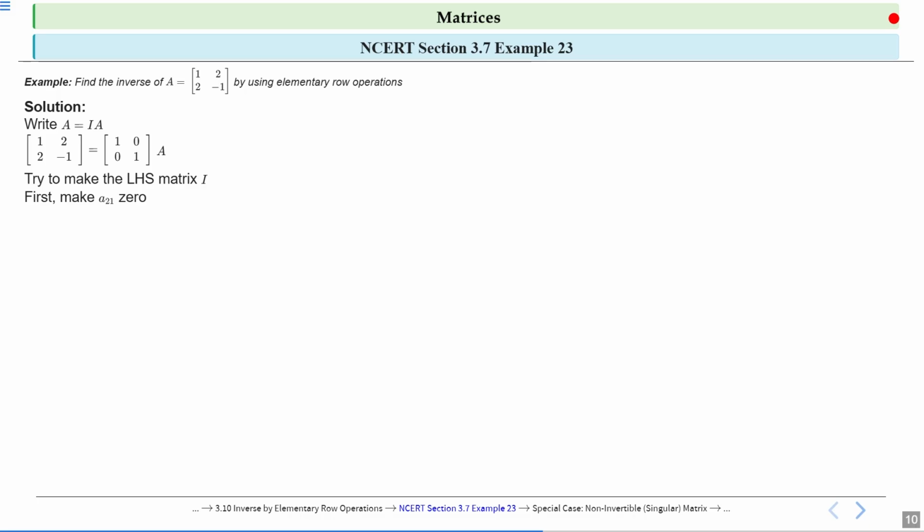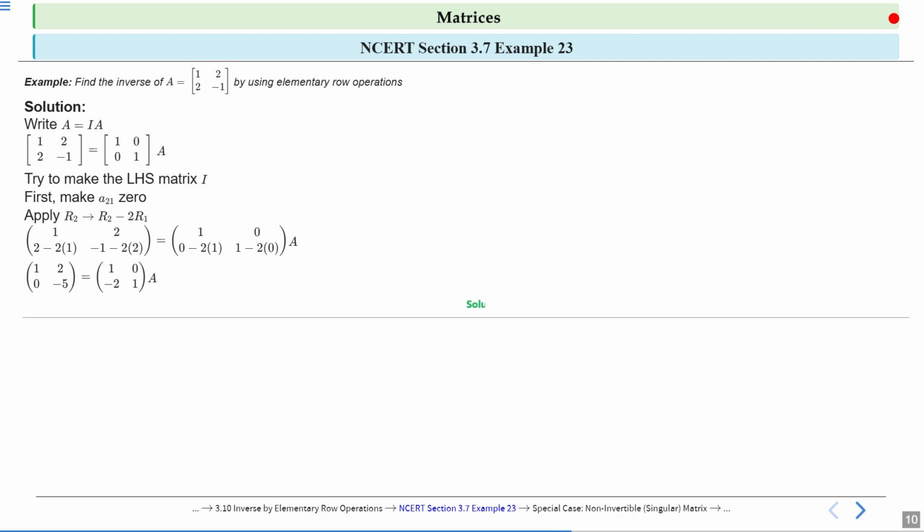First, make A21 as 0. Apply R2 as R2 minus 2 R1. So matrix [1, 2; 2 minus 2 into 1, -1 minus 2 into 2] will be equal to [1, 0; 0 minus 2 into 1, 1 minus 2 into 0] times A. So [1, 2; 0, -5] will be [1, 0; -2, 1] times A. Clear?